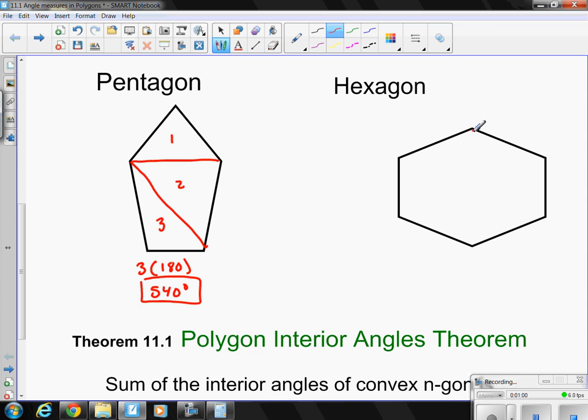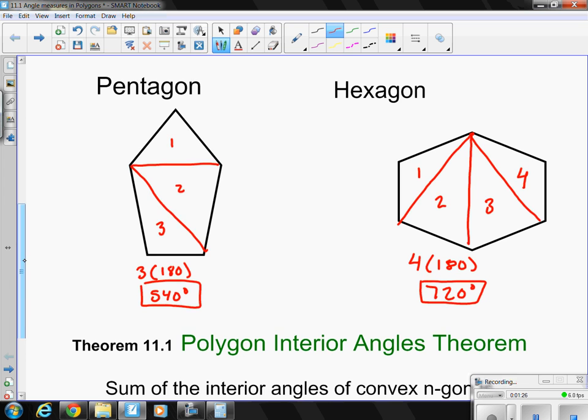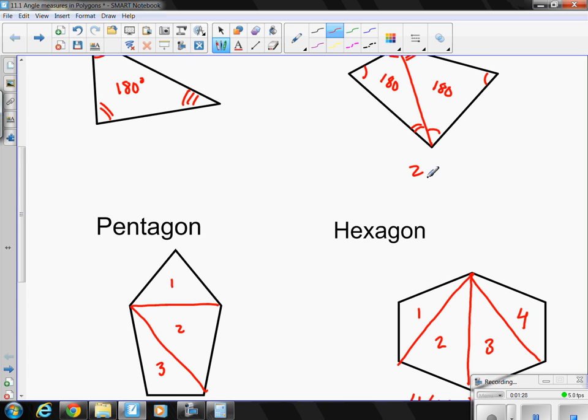Or in this case, the diagonals from one vertex is 4. 1, 2, 3, 4. So 4 times 180 is 720 degrees. If we back this up, this would be like 2 times 180 and 1 times 180.